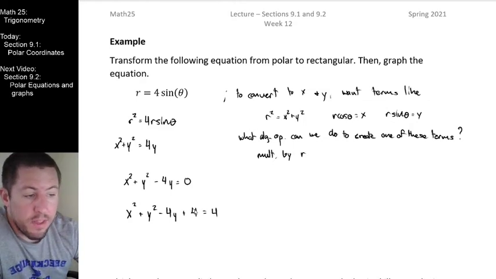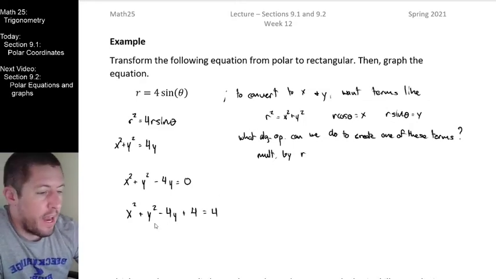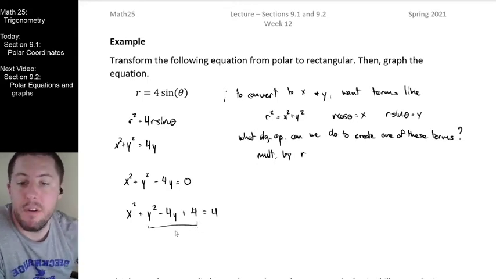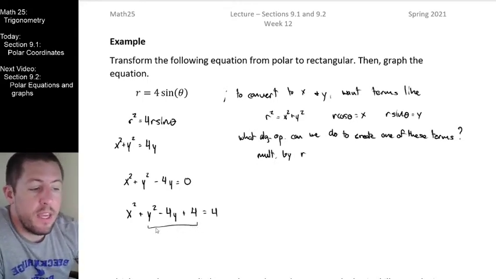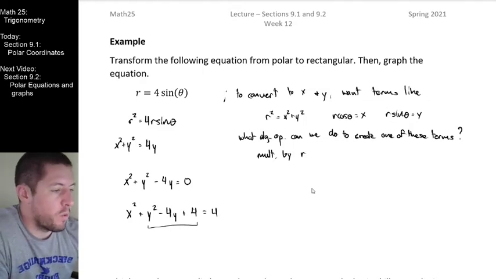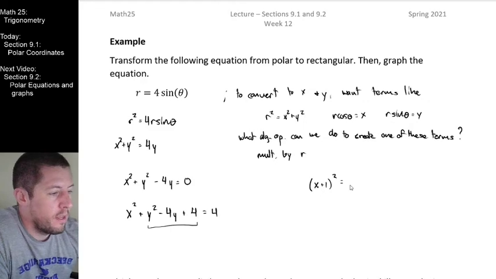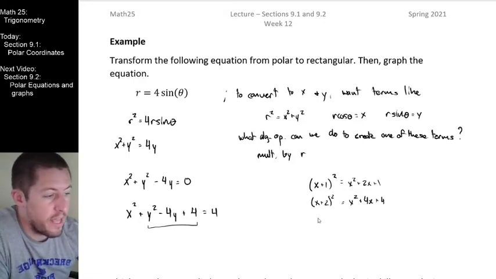Right? I added 4 on the left and I added 4 on the right. Now these terms right here are what we refer to as a perfect square trinomial. These are really just a binomial squared. So notice that when we do things like x plus 2 squared, if we square this out, we get x squared plus 4x plus 4. This is exactly our situation right here. So we're about to use that guy.